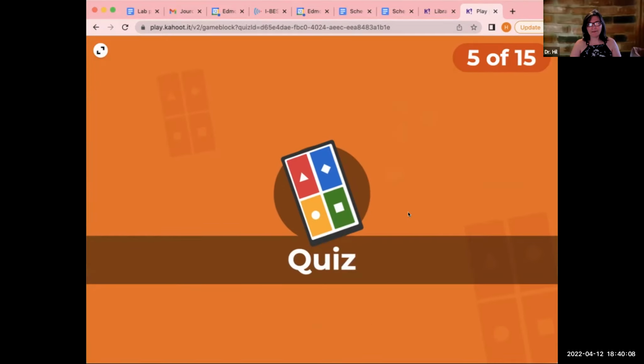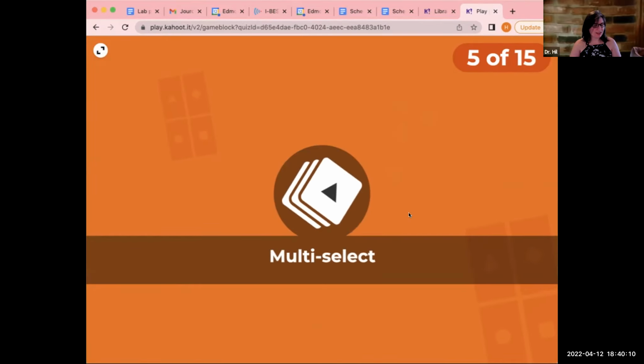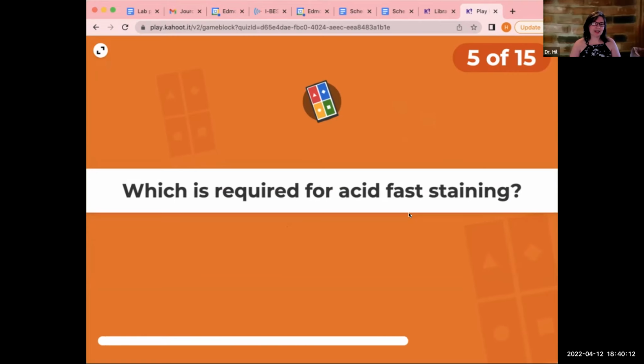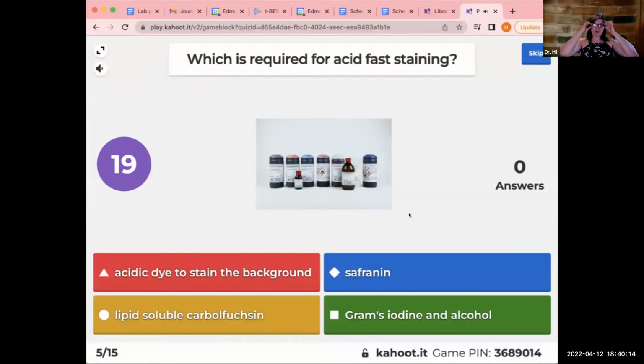Quick. Okay. Multi-select on this question: which is required for acid-fast staining? It's going to give you some options for different reagents that might be involved in the acid-fast stain, which includes some of the acid-fast reagents. Doesn't have to include all of them, right? But includes some of them.